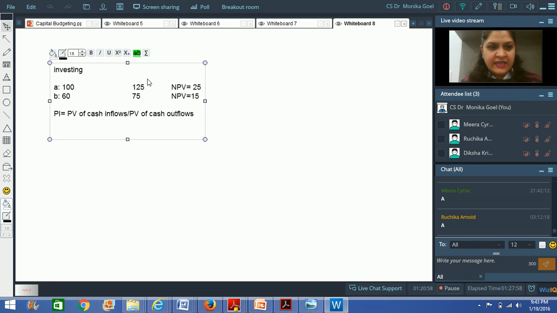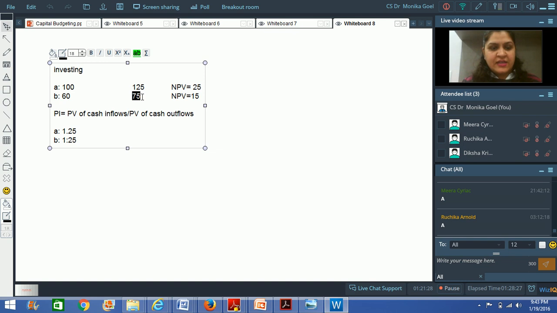So if I look at the profitability index in that situation, the profitability index of project A would be 125 divided by 100, which equals 1.25. And the profitability index of project B would be 75 divided by 60. So that would be equal to how much? 1.25 again. Oh my God, now this is becoming difficult.